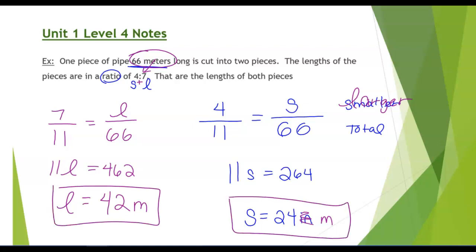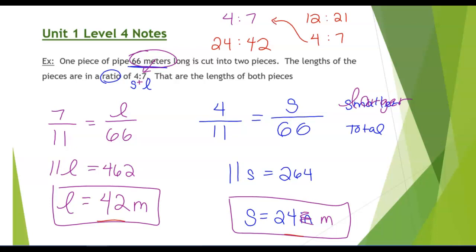One last piece to point out is this ratio 4 to 7. If I reduce the smaller piece to the larger piece, I could divide 24 by 2 and 42 by 2 and get 12 to 21. Then I could divide by 3, 12 divided by 3 and 21 divided by 3. And there's that same ratio.